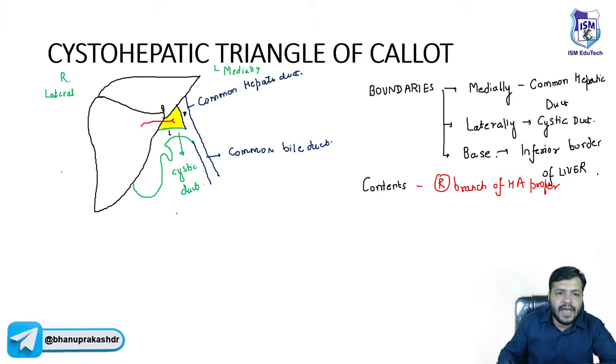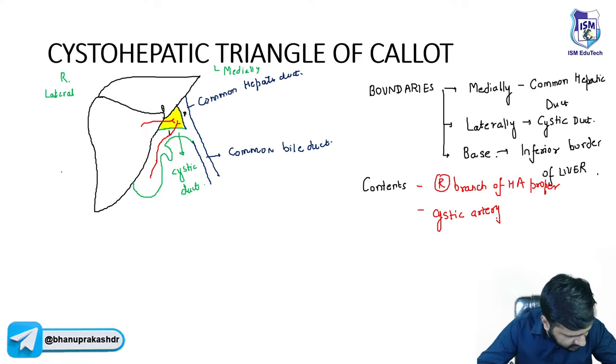We have another artery, beta, which is coming over here from the cystic duct, from the gallbladder, and this is the cystic artery. The cystic artery is what you will find in this particular triangle.